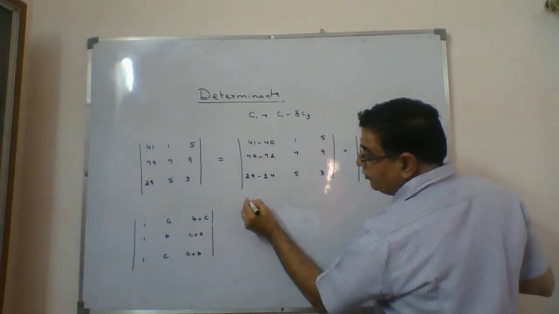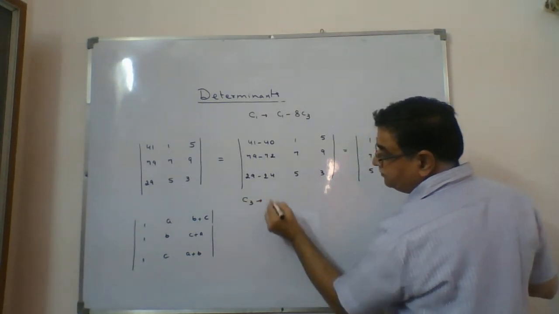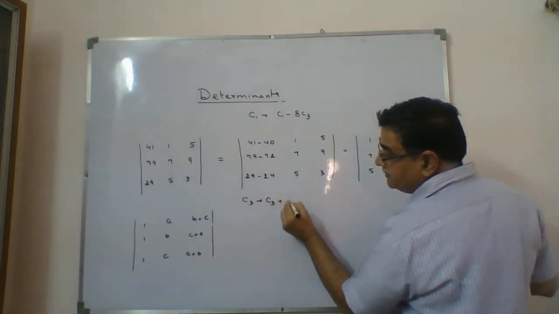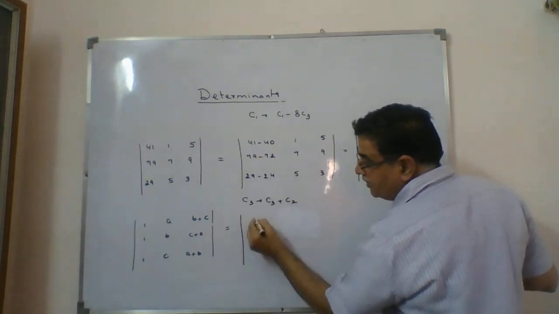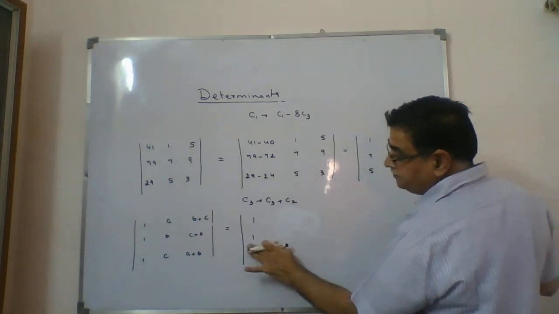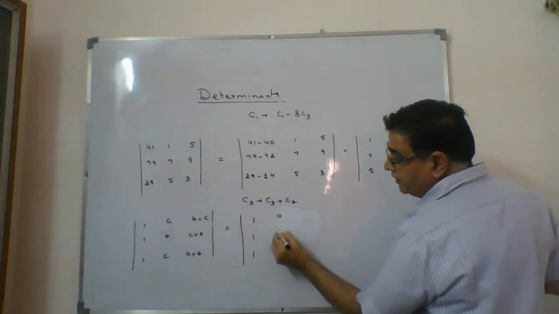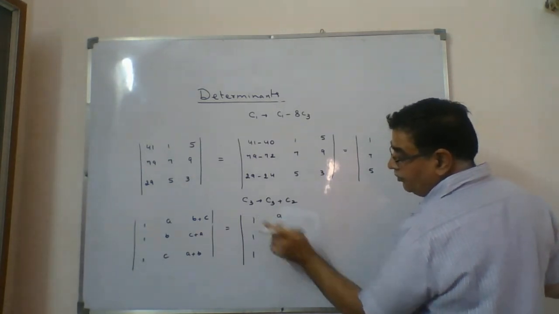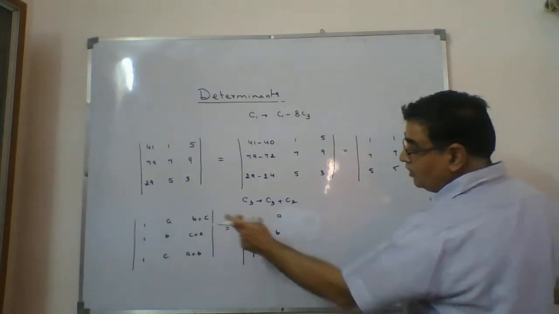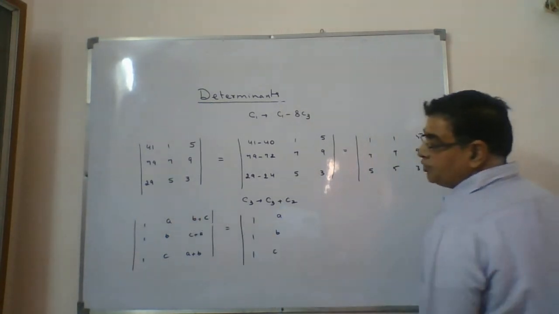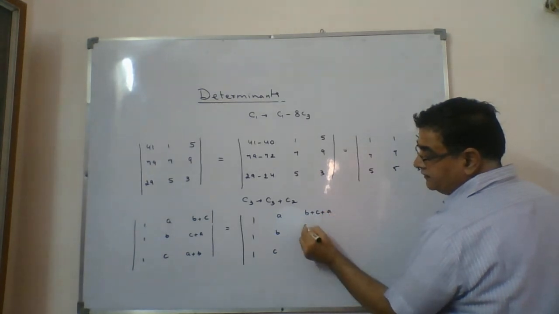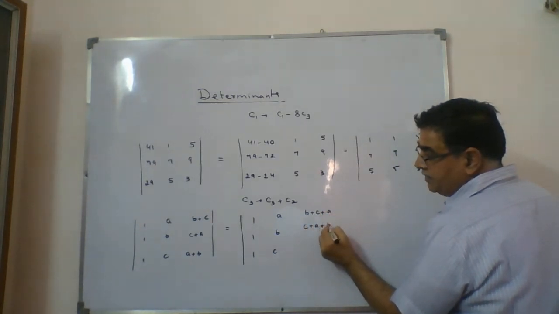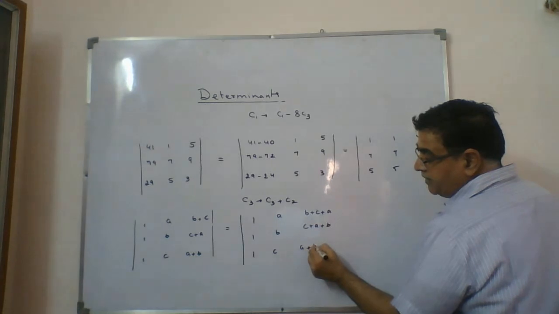So what I do here, column 3 goes to column 3 plus column 2. When you do this, the first column remains unchanged, the second column remains unchanged because you are operating on column 3. On column 3 we are adding column 2. So I get B plus C plus A, C plus A plus B, and then A plus B plus C.